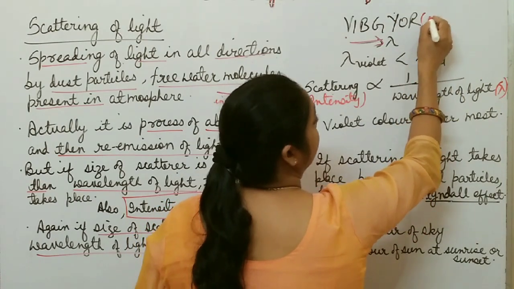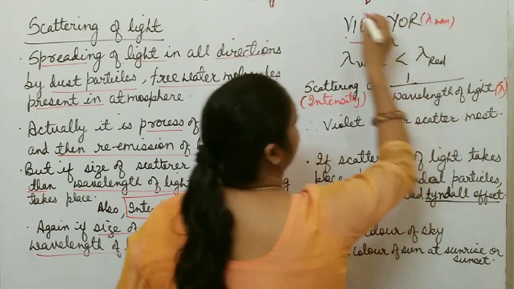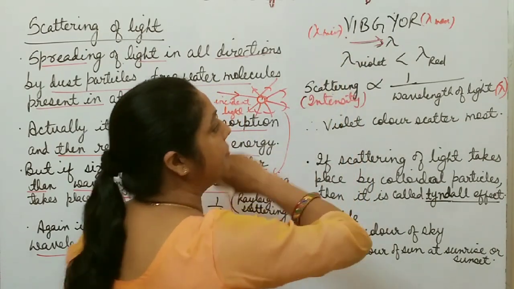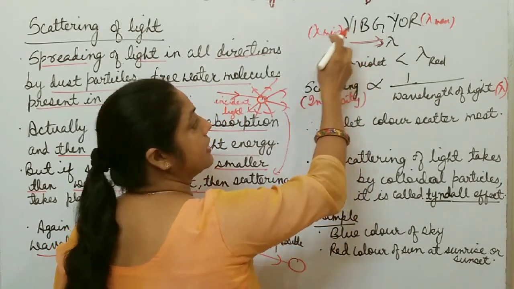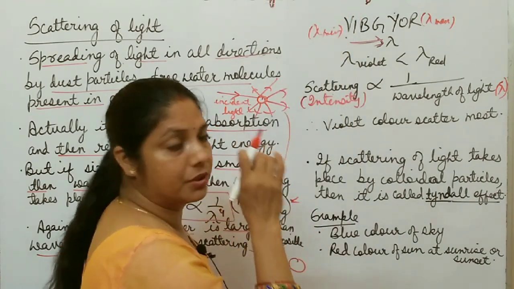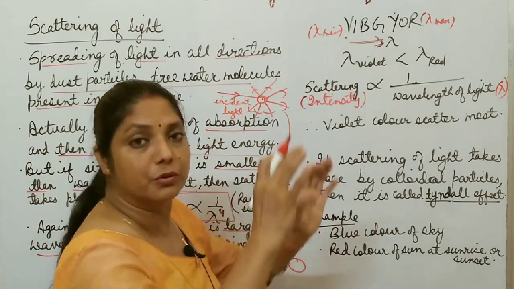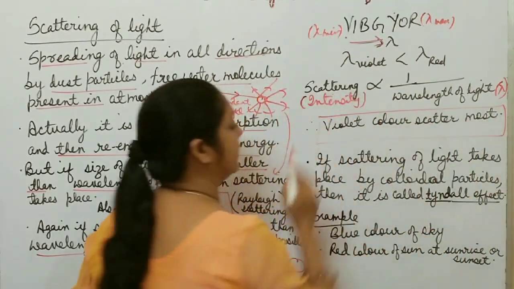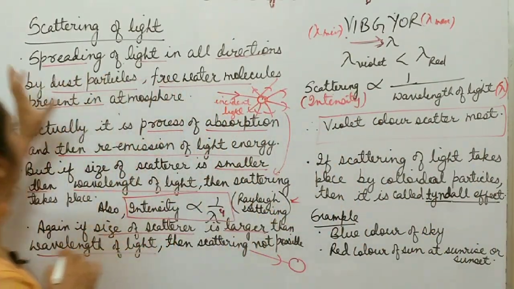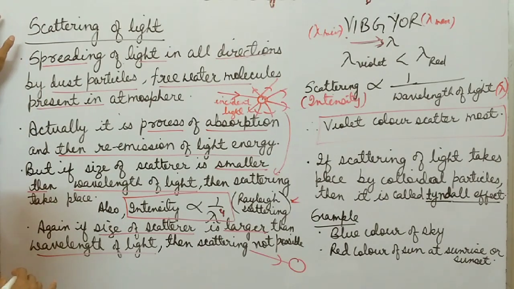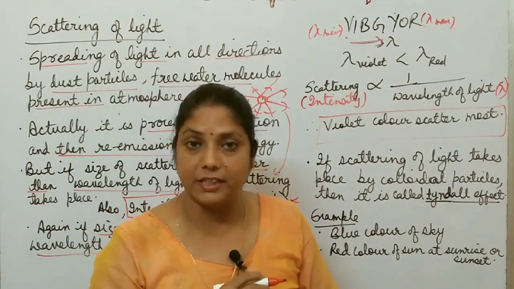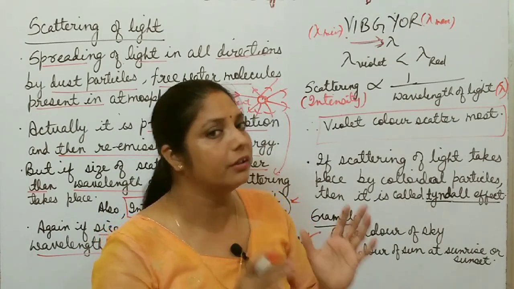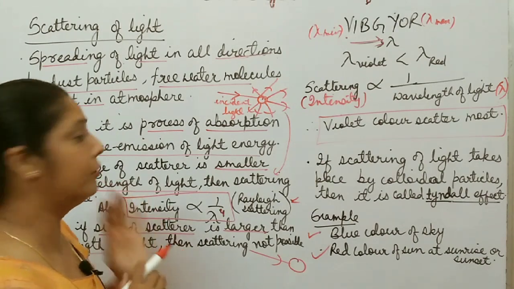It has lambda maximum, red color, and here violet has lambda minimum. If violet has minimum wavelength, it means scattering for violet color is most. Violet color scatters more than red color. So this one is important. Violet colors scatter most. There are different phenomena based on this scattering of light, like the blue color of the sky, and red color appearing at sunset or sunrise. All this happens due to scattering of light only.